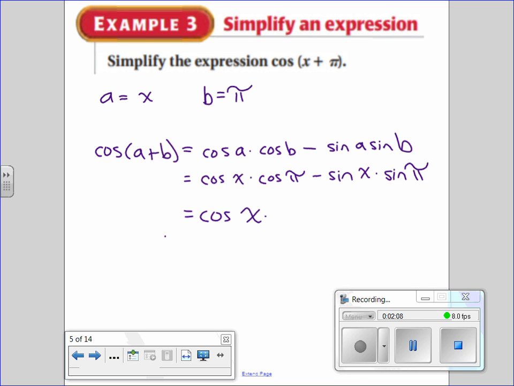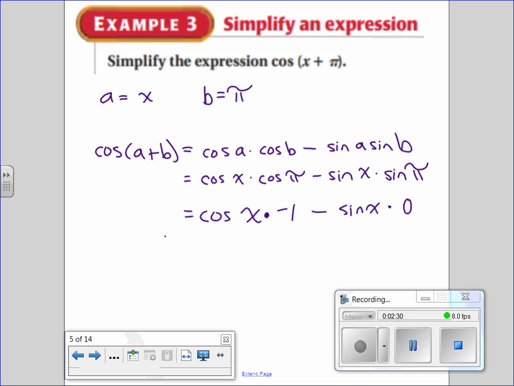We can't really look up cosine x, so that's going to leave itself, stay the same. But we can look up what cosine of pi is. It is -1. Perfect. So cosine pi is actually -1. So I'm going to be multiplying by -1 there. And then we can't really look up sine x, but we can look up sine pi, 0.